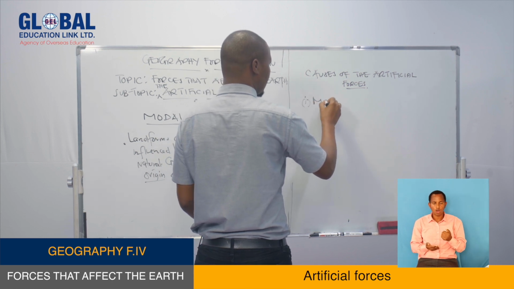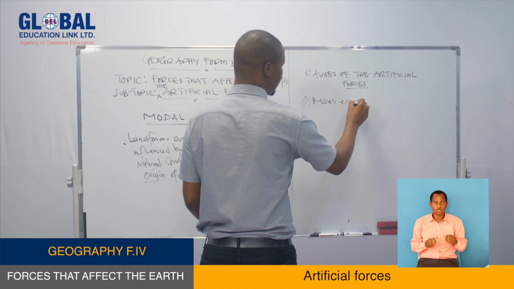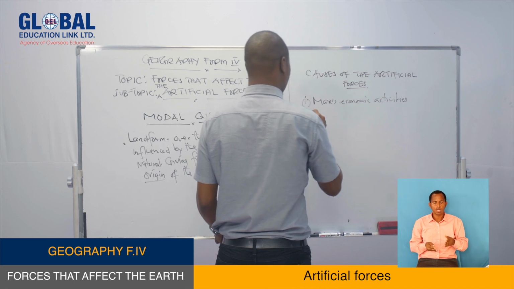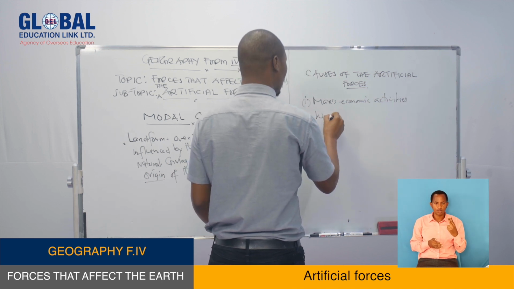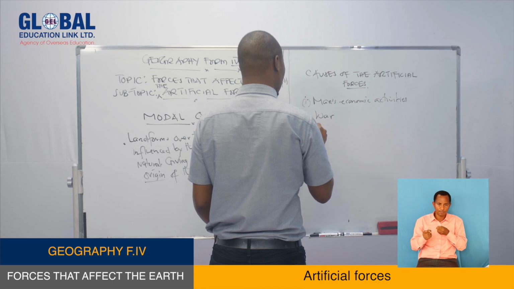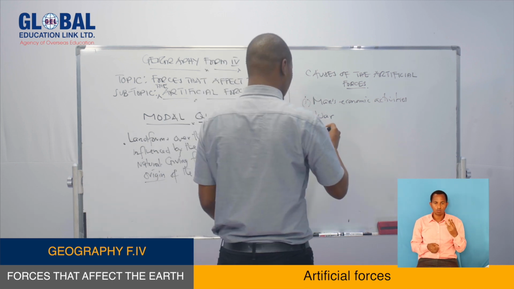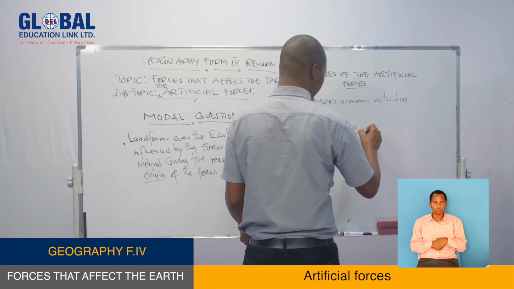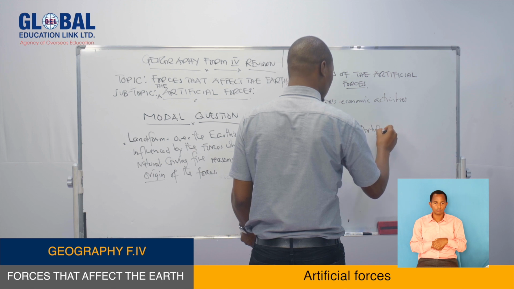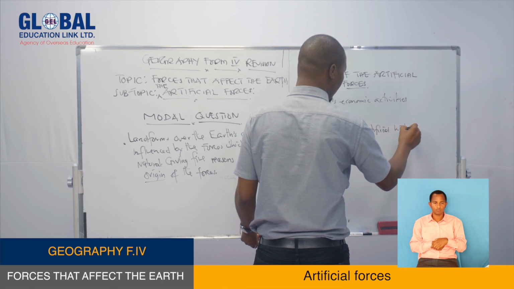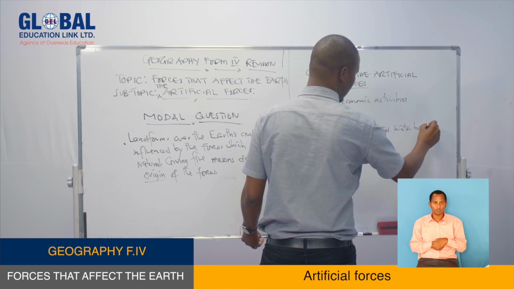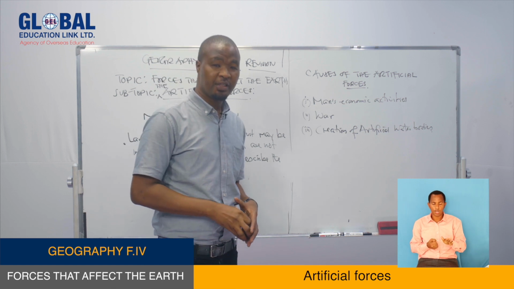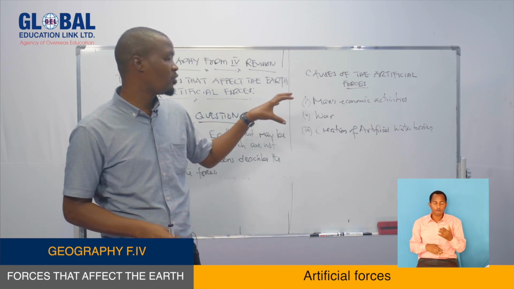It means we can explain the causes, first, through man's economic activities. Second one is war. The third one is the creation of artificial water bodies. So these are the 3 main groups which categorize the causes for the artificial forces.